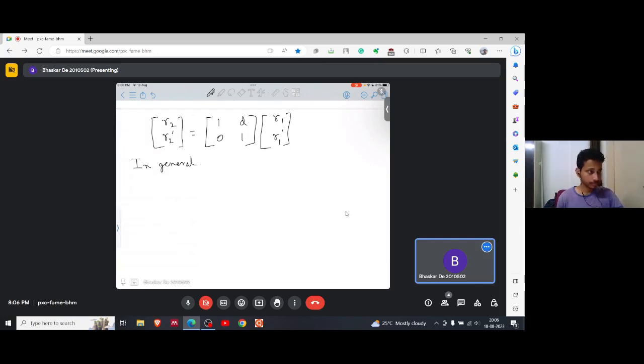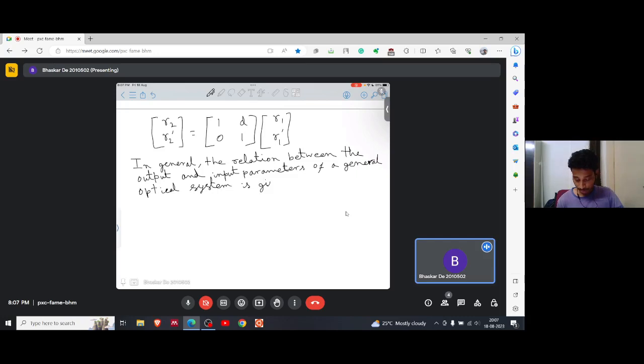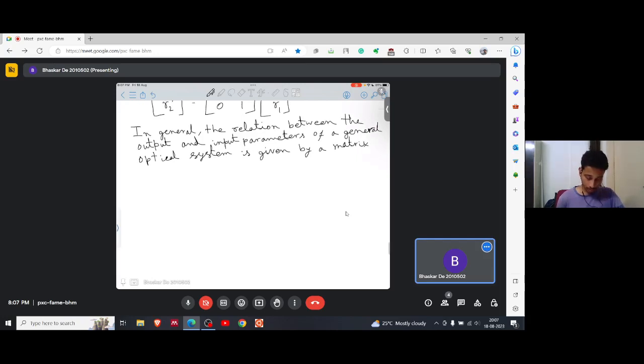in general, the relation between the output and input parameters of a general optical system is given by a matrix. So R out, R dash out.